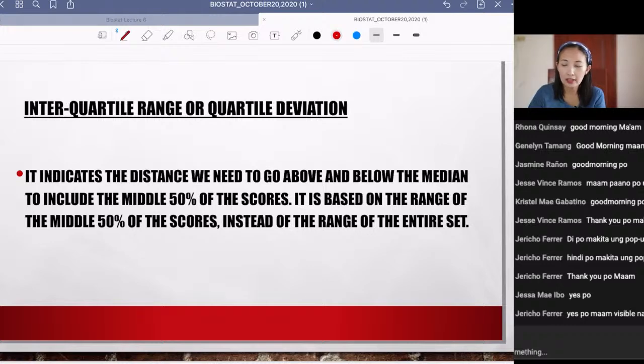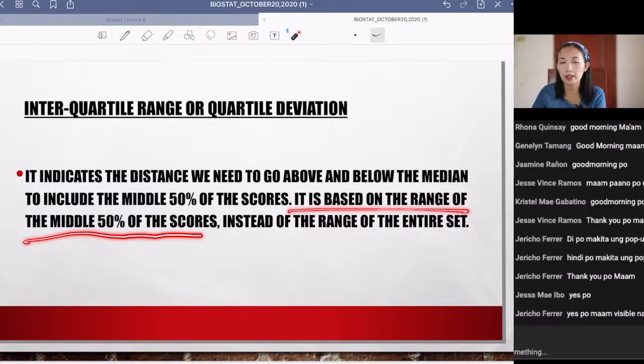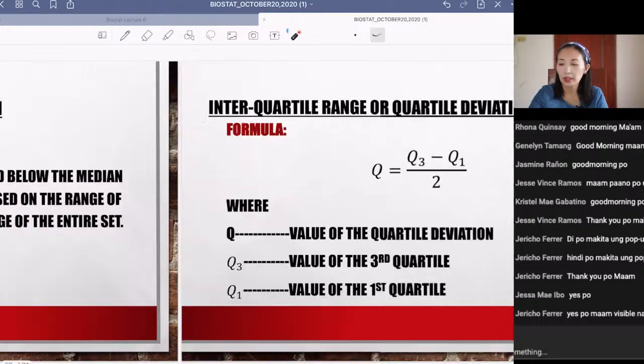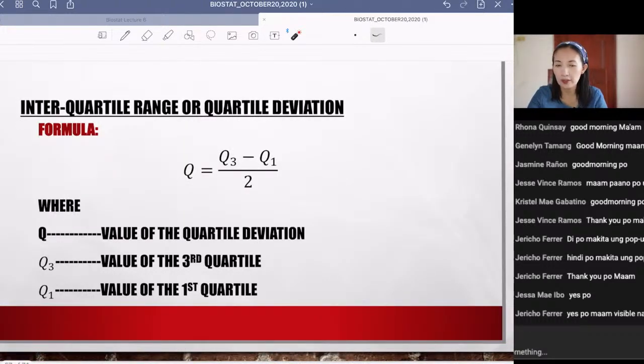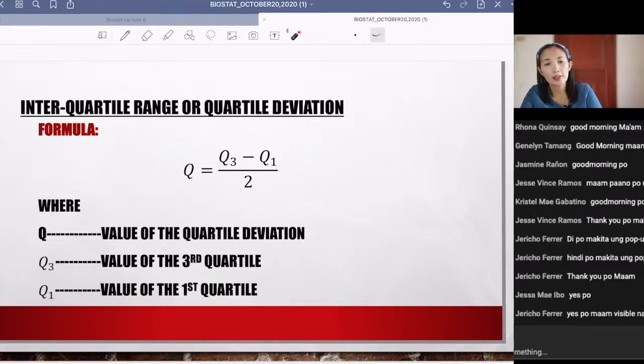Okay, the quartile deviation indicates the distance we need to go above and below the median to include 50% of the scores. It is based on the range of the middle 50% of the scores instead of the range of the entire set. Your interquartile deviation, IQD, is given by the formula Q3 minus Q1 over 2.